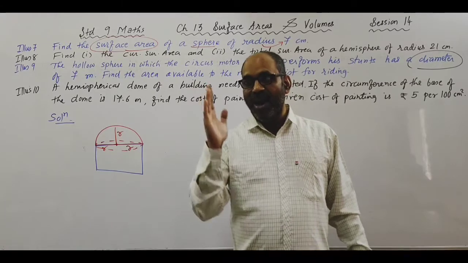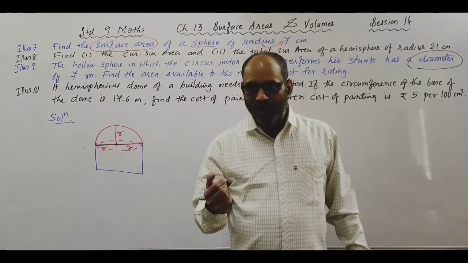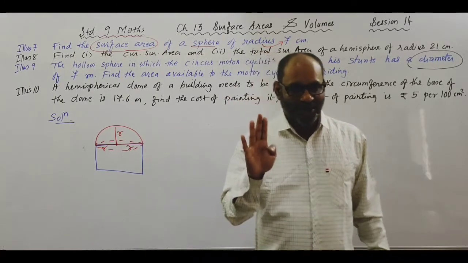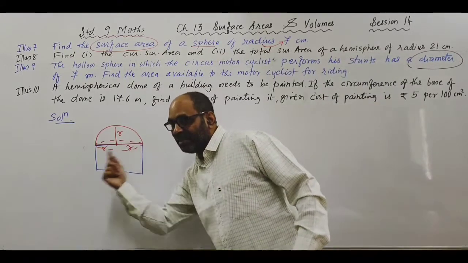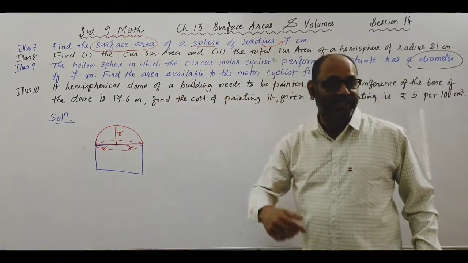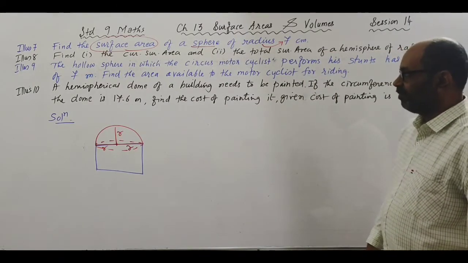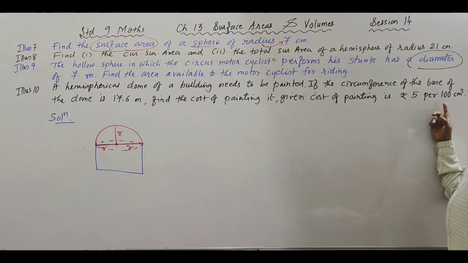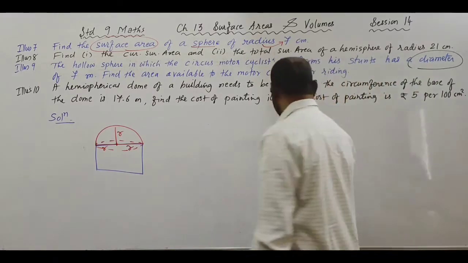If diameter is given, half कर दो. If radius is given, तो सीधा यूज कर दो. But यहाँ तो circumference दिया, होगा उसका इलाज, डोंट वरी. So circumference of the base is 7.6 meter. Very good. आगे Find the cost of painting it. Given cost of painting is rupees 5 per 100 centimeter square, all right, centimeter or meter square.